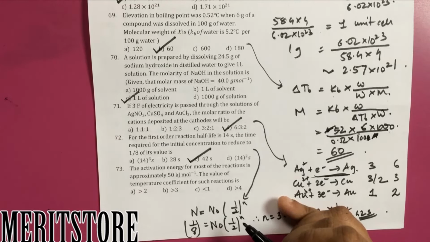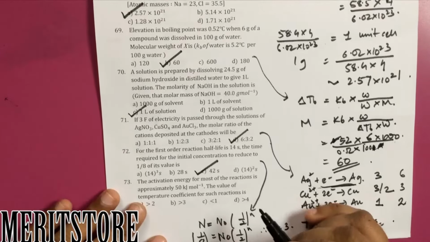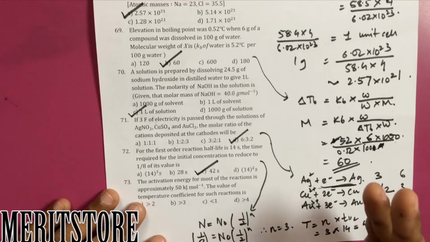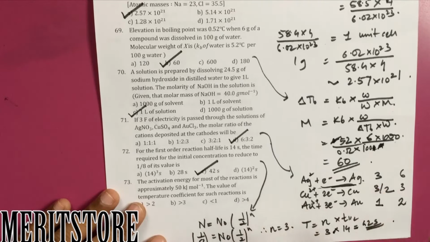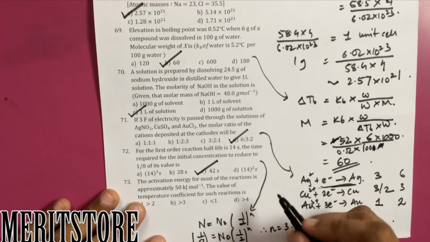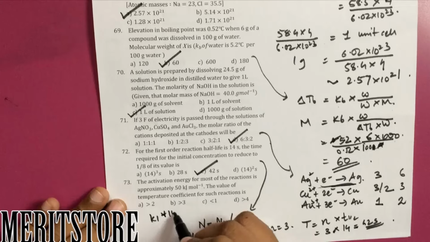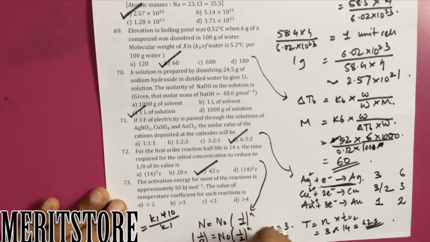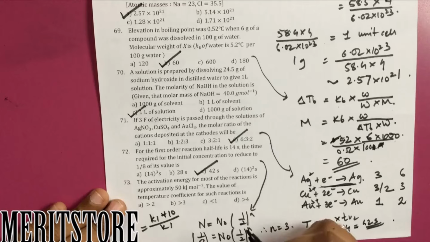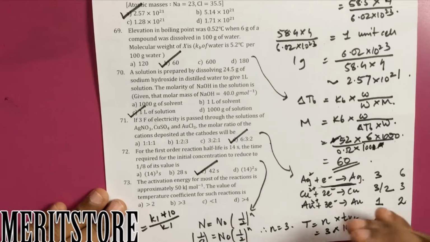The activation energy for most of the reactions is approximately 50 kilojoule per mole. The value of the temperature coefficient in such reactions is? Generally, the temperature coefficient is the ratio of the two rate constants having a difference of 10 degrees Celsius, given by K(T+10) divided by K(T). This temperature coefficient generally has values between 2 and 3, so it's more than 2 and less than 3. Therefore, option A.